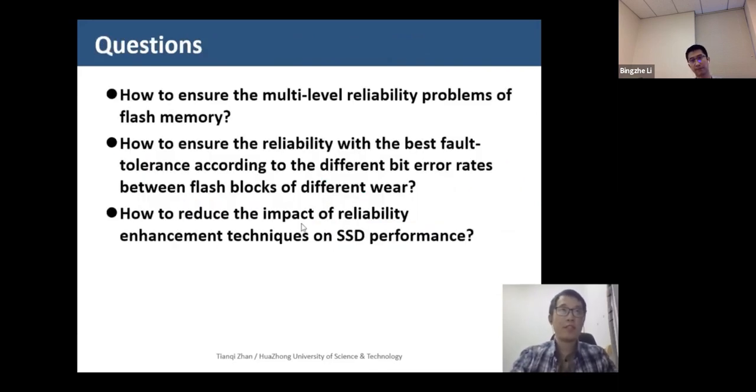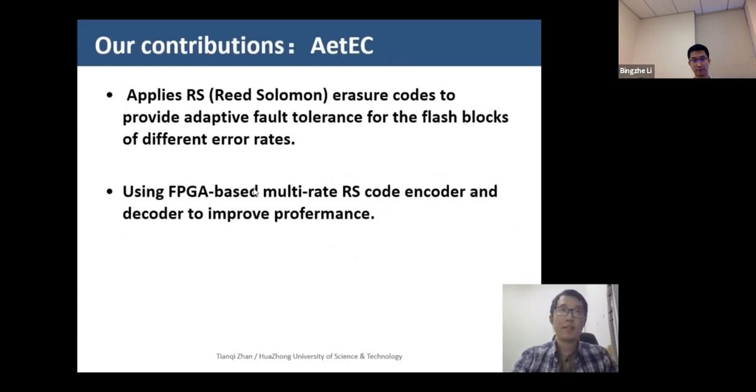So there are three key questions: how to ensure multi-level reliability of flash memory, how to ensure the reliability with the best fault tolerance according to the different bit error rates between flash blocks of different RBER, and how to reduce the impact of reliability techniques on SSDs. The contributions of AETEC: AETEC applies RS erasure codes to provide adaptive fault tolerance to the flash blocks of different error rates. And AETEC uses FPGA-based multi-rate RS code encoder and decoder to improve performance.